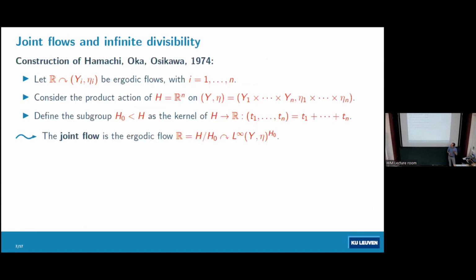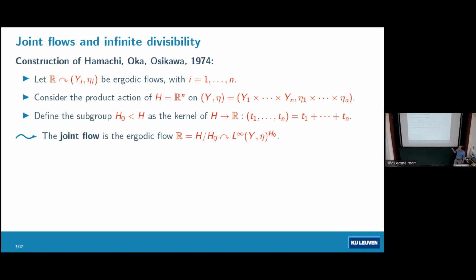Well, it's related to the following notion due to Hamachi, Oka, and Nakagawa, and it's a construction of the joint flow. Now this will look a bit ad hoc, but in a minute you will see that it's actually very natural. So it's a construction that, given a finite number of ergodic flows, so ergodic non-singular actions of the real line, constructs a new ergodic flow of the real line that we call the join of these n ergodic flows.